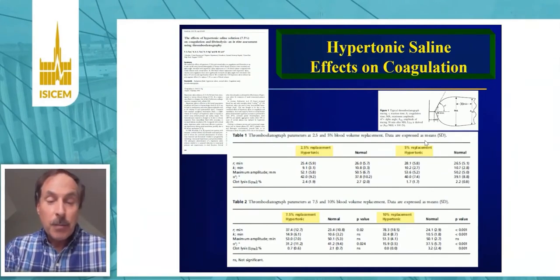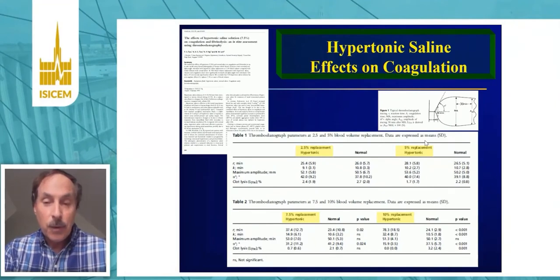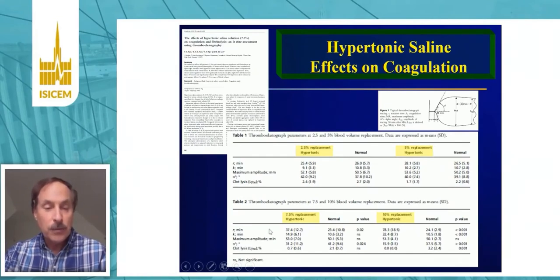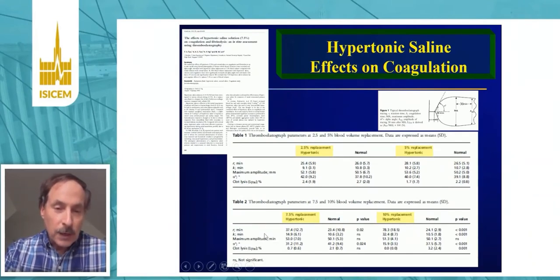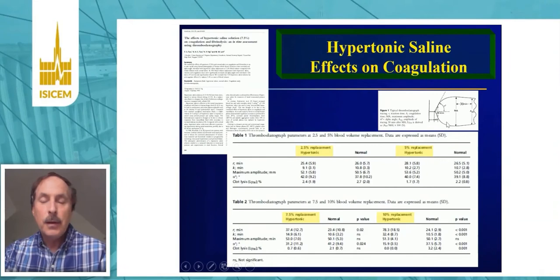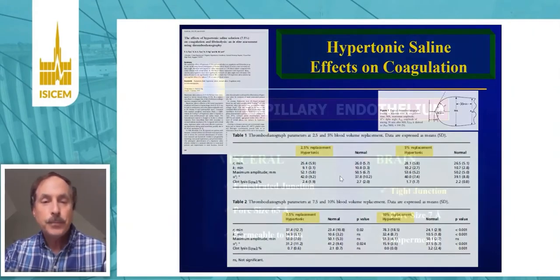One of the adverse effects to think about in systemic hypernatremia, I'll just give you one here, is its effect on coagulation. Now, this has been a topic that many people raise, but the data presented here and in numerous other publications show that that really doesn't occur until you begin to look at very high concentrations of replacement fluid. In 7.5% or 10%, you actually will see a prolongation of the R and K times and the diminishment of the alpha angle in the TEG coagulation test. But below levels of 7.5%, you don't see much effect.